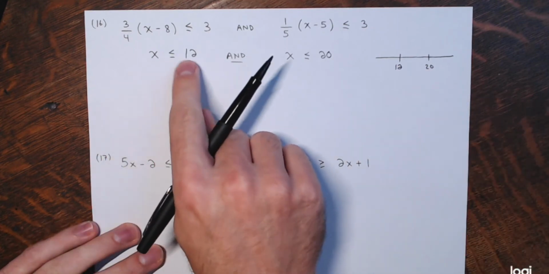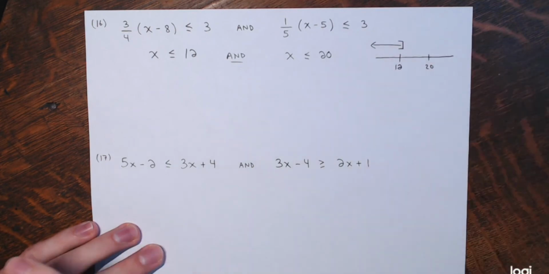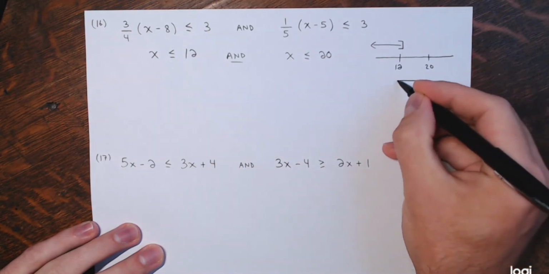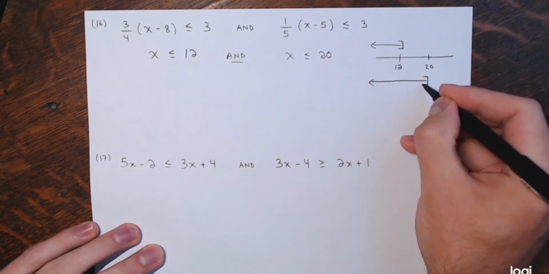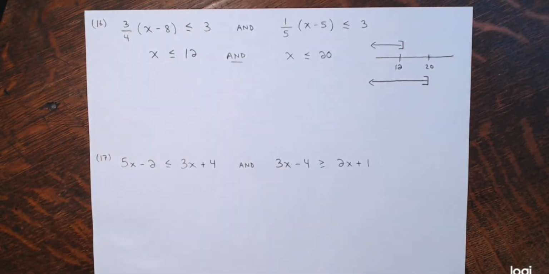X is less than or equal to 12. I'll put that picture on top. Right, that's that picture there with the bracket on 12. X is less than or equal to 20. That's this picture, I'll put that on the bottom. Right. And again, the connecting word is "and."